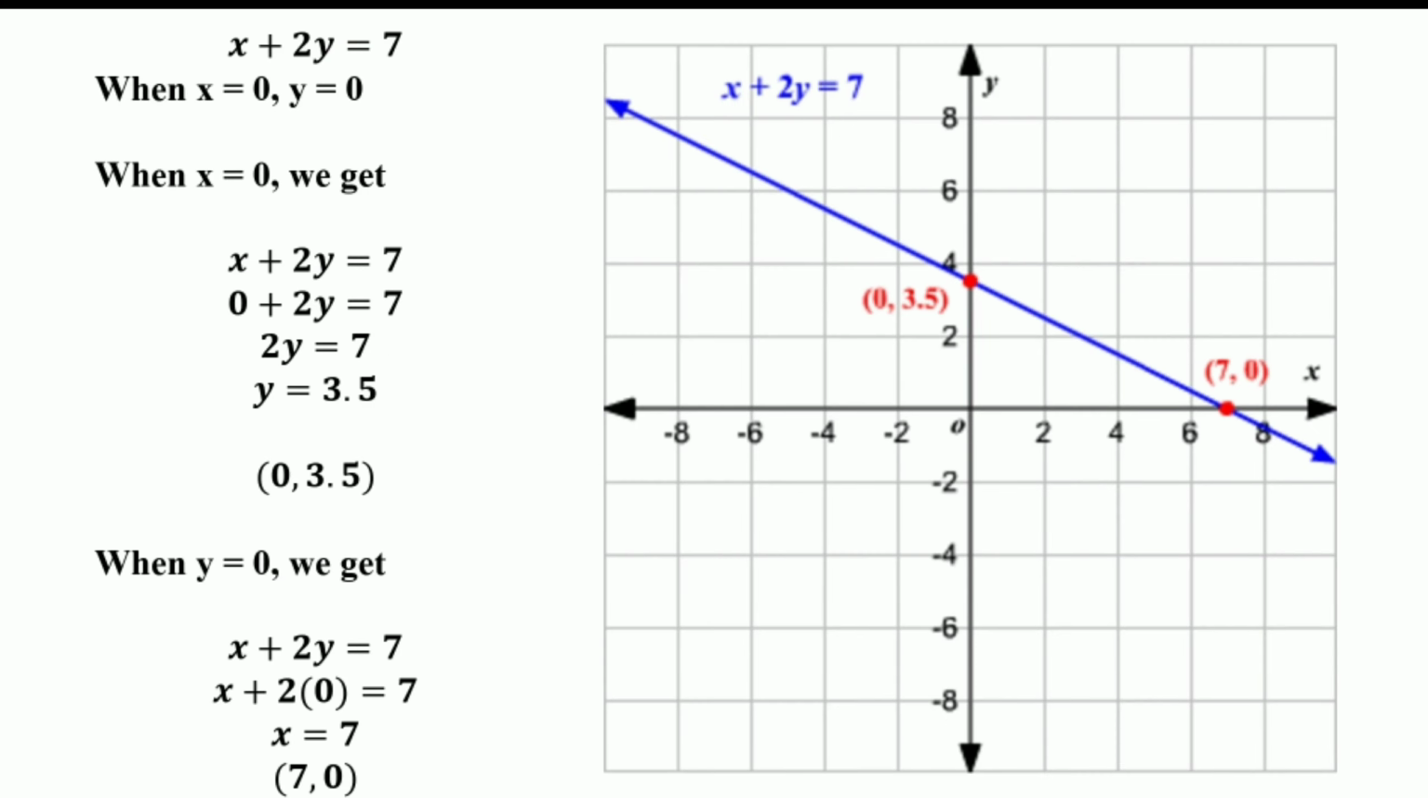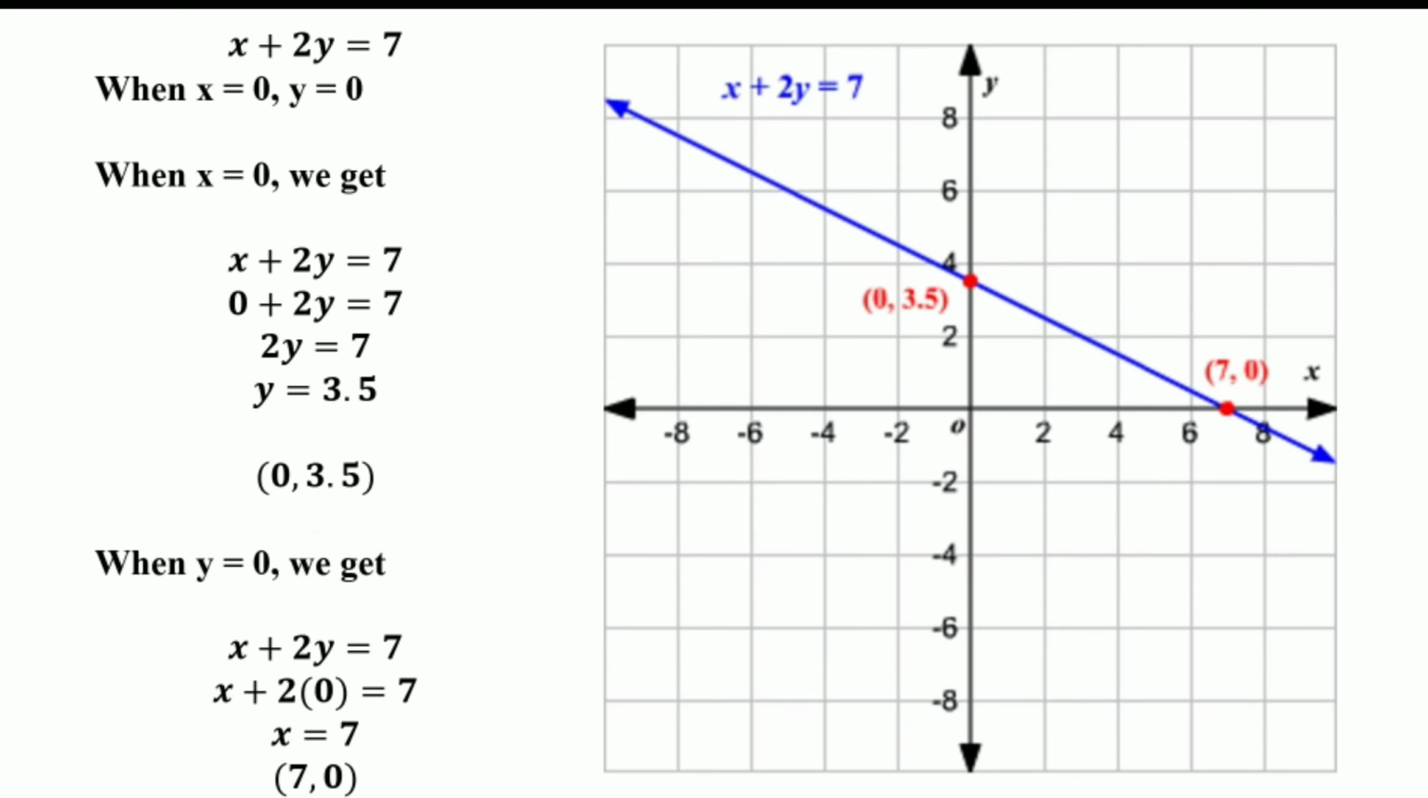Let's start with a numerical example of graphing a function, that is, the equation x plus 2y is equal to 7. We can begin by substituting a value for x into the equation and determining the resulting value of y. Let us assume that the value of x is equal to 0 and substitute it in the equation x plus 2y is equal to 7. So when x is equal to 0, the equation becomes 2y is equal to 7 and y is equal to 7 divided by 2, that is 3.5.